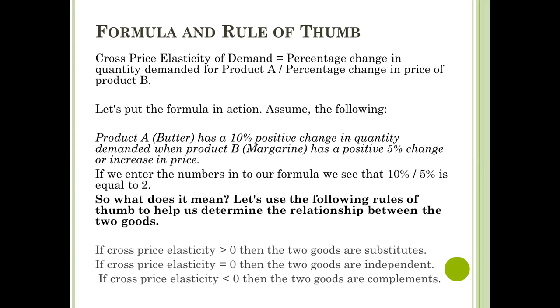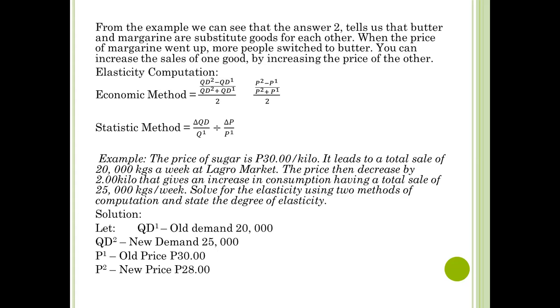So for another example that we have, from the example, we can see that the answer tells us the butter and margarine are substitute goods for each other. When the price of the margarine went up, more people switched to butter. You can increase the sales of one good by increasing the price of the other.